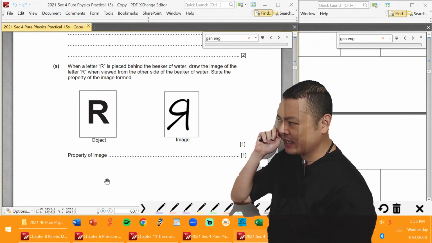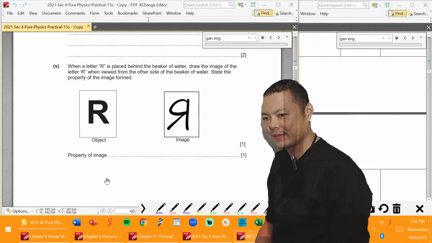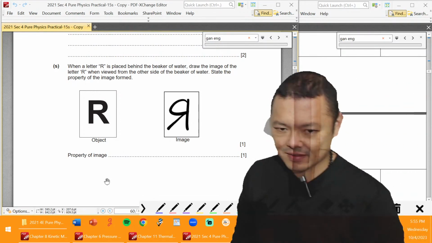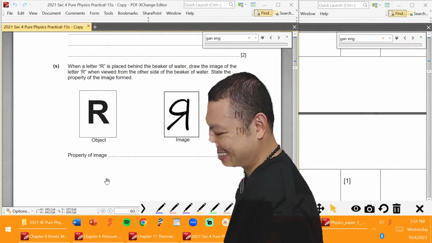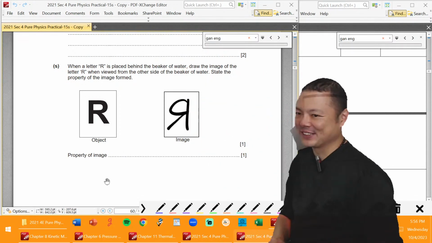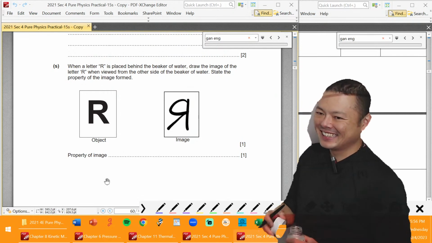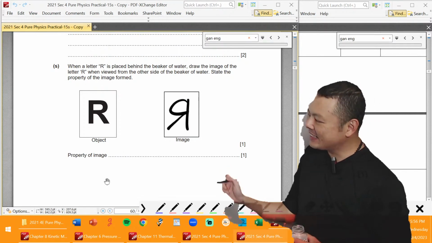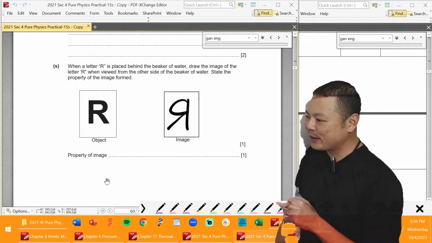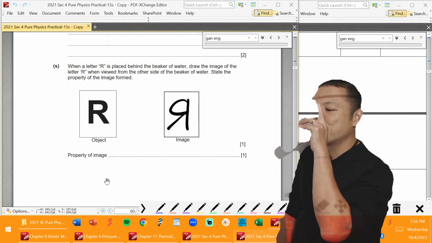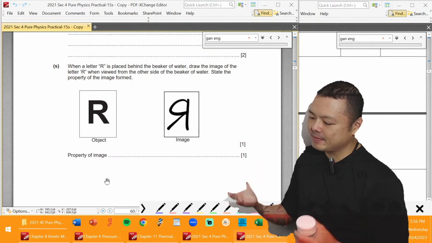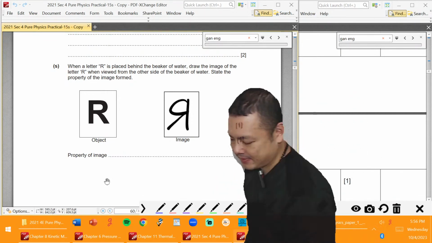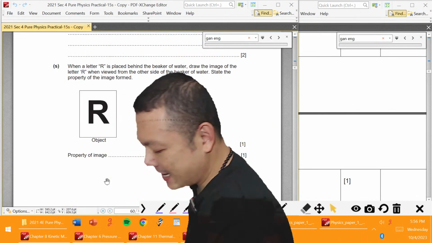You have to decide whether it is real or virtual. Virtually real. Really virtual. No, you have to write it. If you don't write it, you get it wrong. You have to write the whole thing. Let me tell you, okay? This glass beaker acts like a magnifying glass. It acts like a magnifying glass.